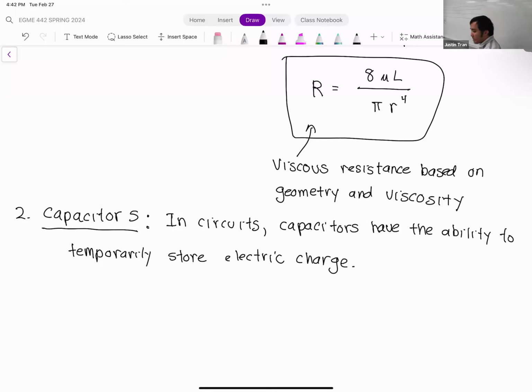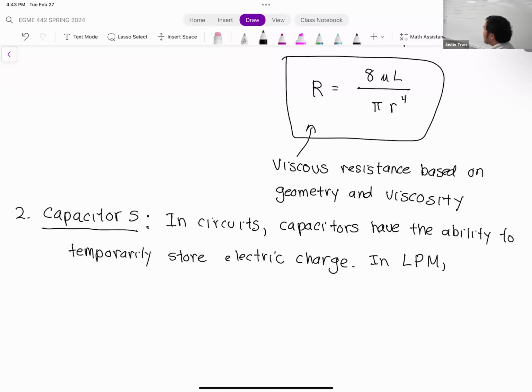Sometimes capacitors get confused for batteries, but they're not quite the same thing. Batteries also store electric charge, electric power, but they store it over a long period of time. Capacitors are more of a short-term, temporary storage for charge.